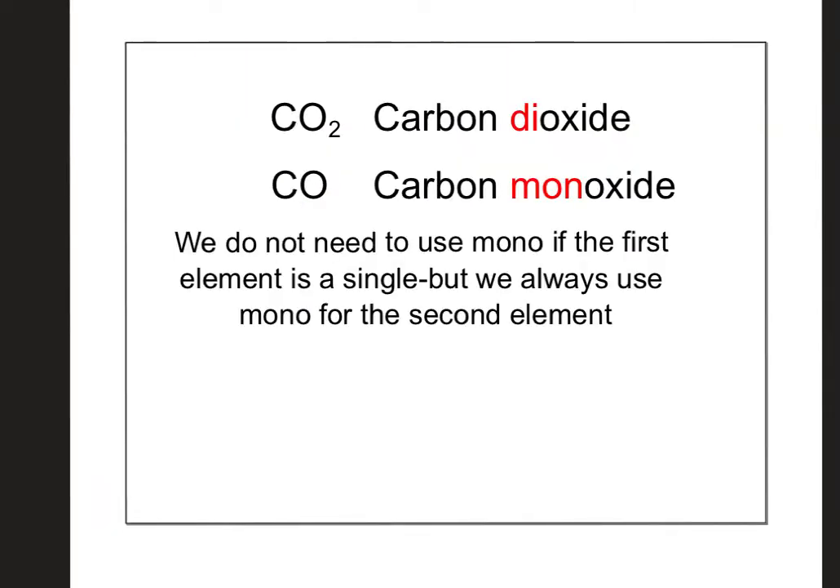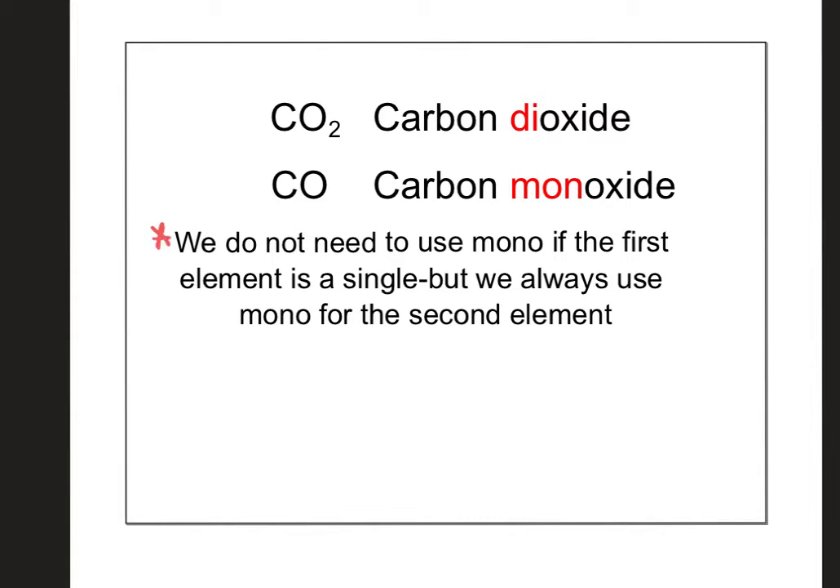Another thing I want you to add to your rules. Let's look here. We have CO2. That is called carbon dioxide. CO is called carbon monoxide. I noticed, though, that we said the format is prefix name with the "-ide" ending, prefix name with the "-ide" ending. I noticed that these ones don't have prefixes on the first element. So this is a rule that you should write down.